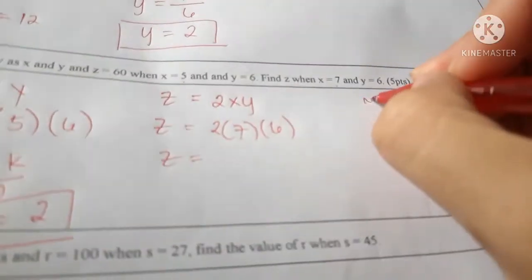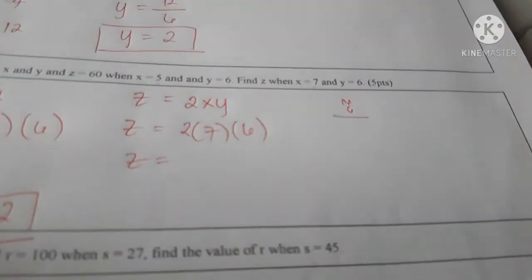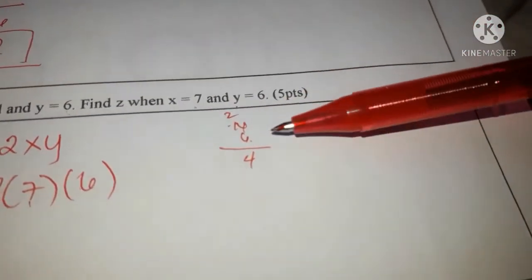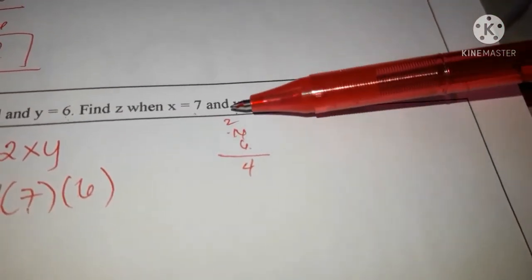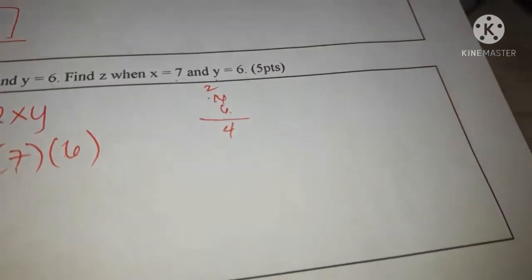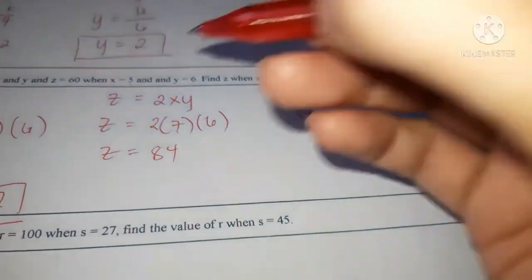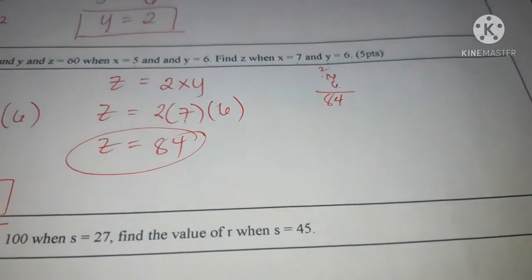So, z is equal to, just multiply 2 times 7, 14 times 6. What is 14 times 6? 4 times 6 is 24. Bring down 4, carry 2. 6 times 1 is 6 plus 2, 8. So, the answer is 84. Z is equal to 84.